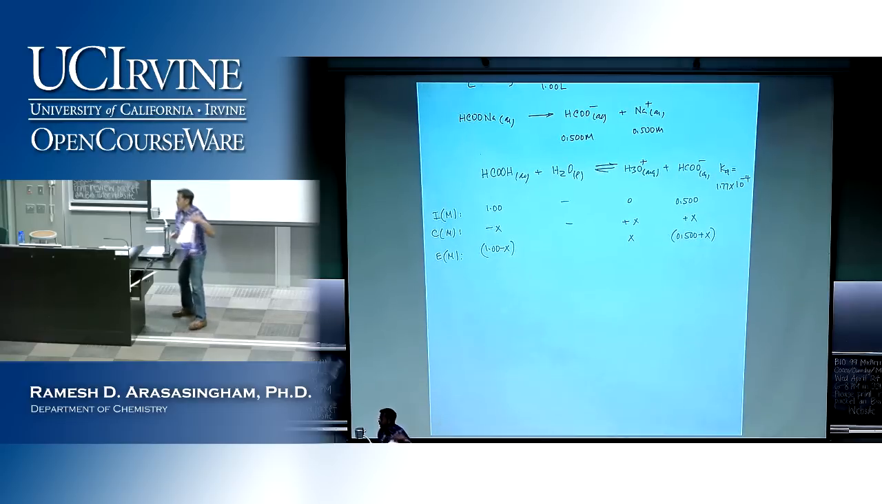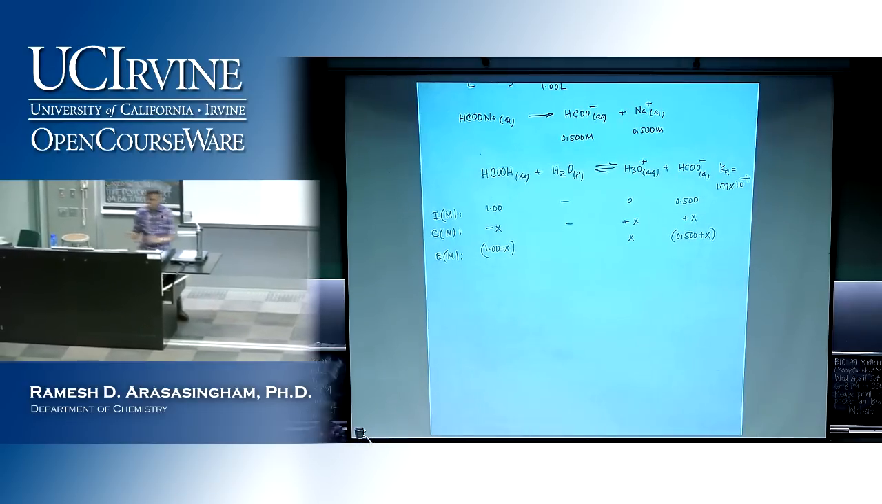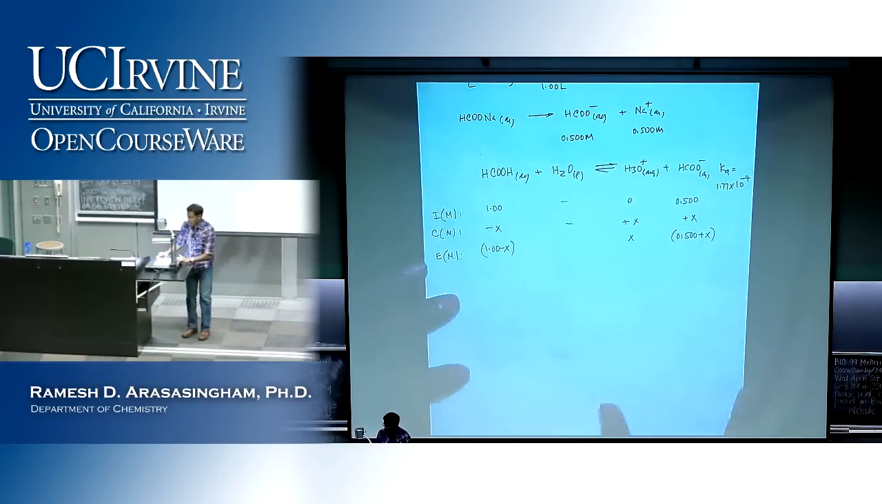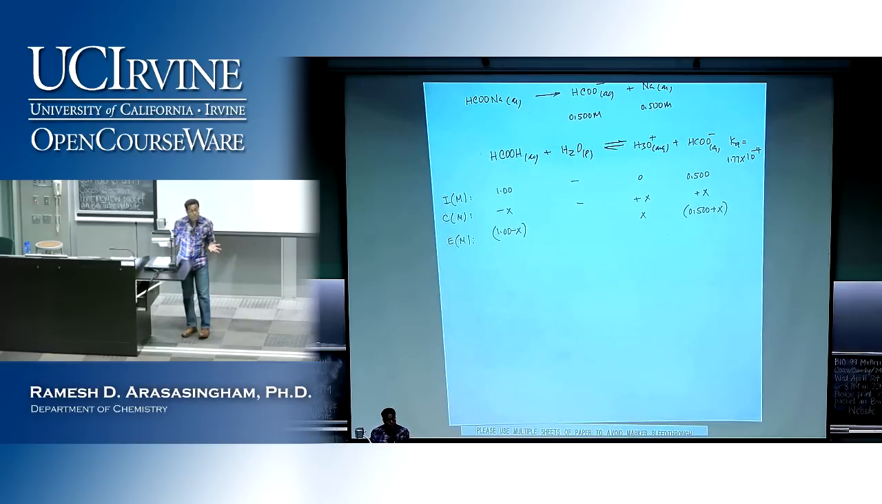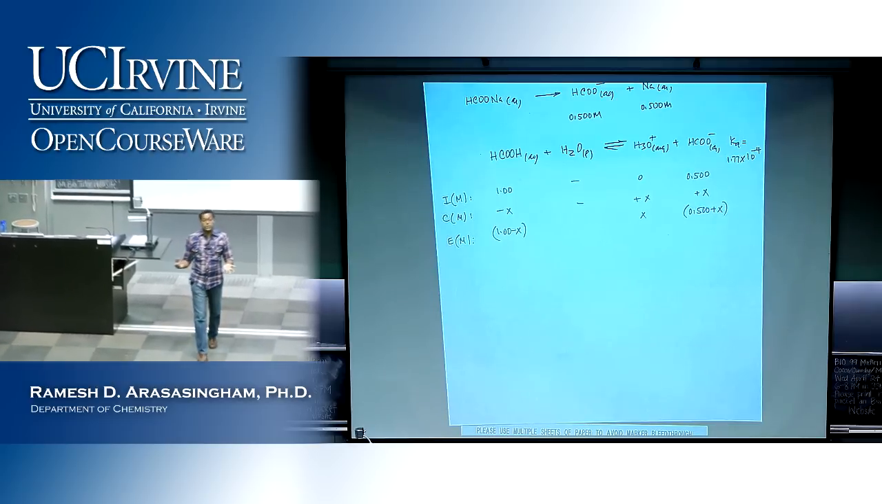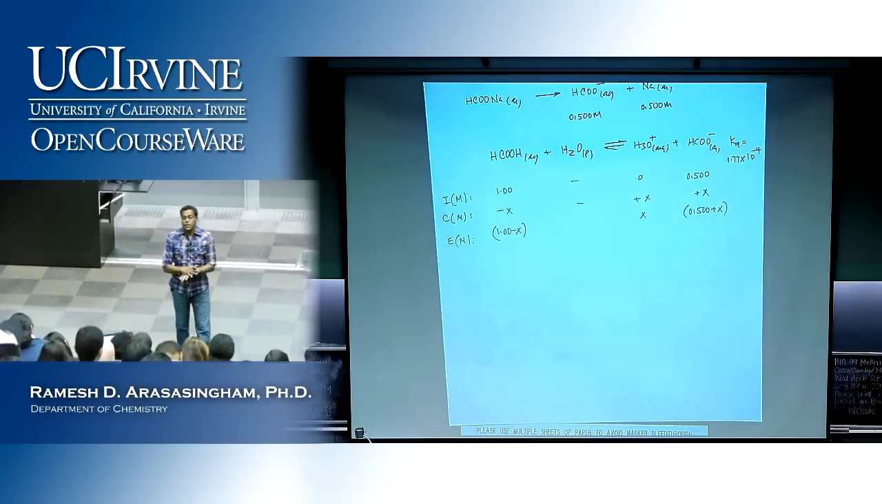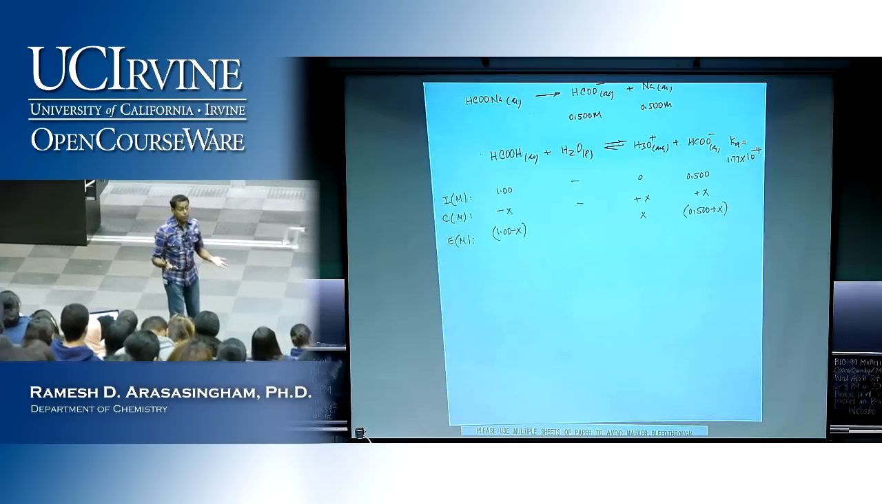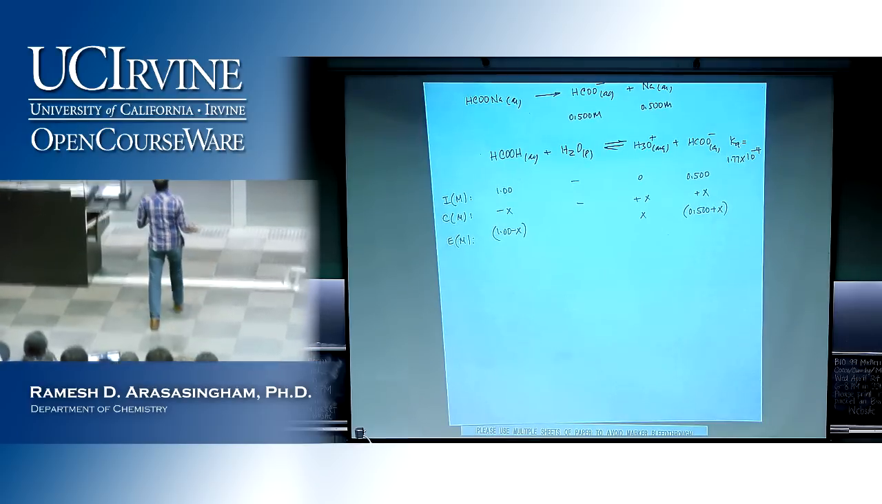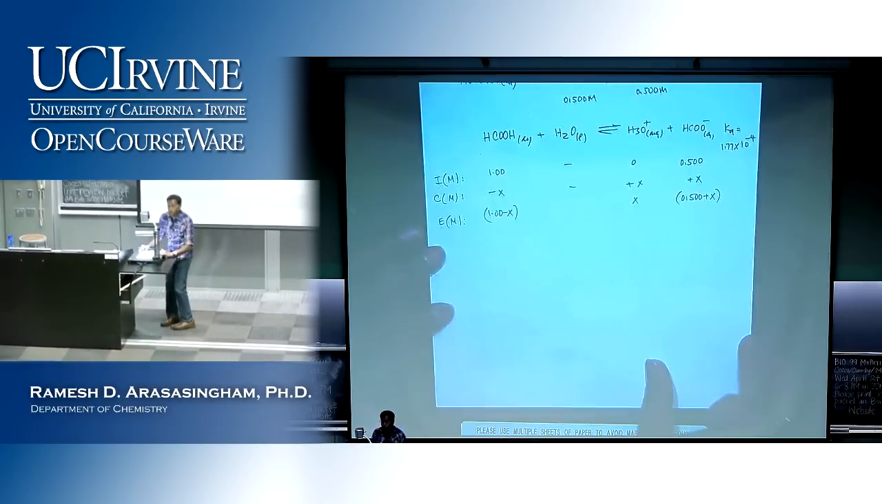So now you guys know how to solve the rest of this. All right? Now I have to figure out what x is. And x is hydronium ion concentration. So if I want to calculate the pH, once I figure out what x is, that gives me hydronium ion concentration, I can figure out what the pH is. So we can go pretty fast on this part because we've worked this so often.